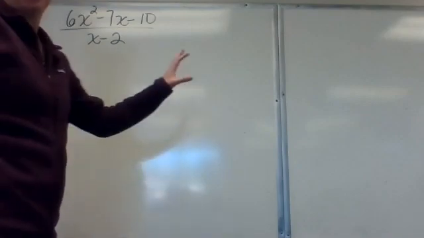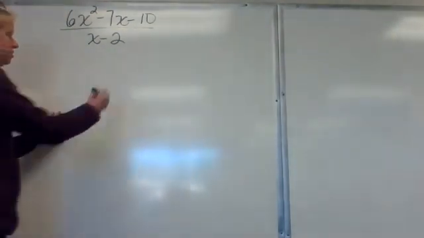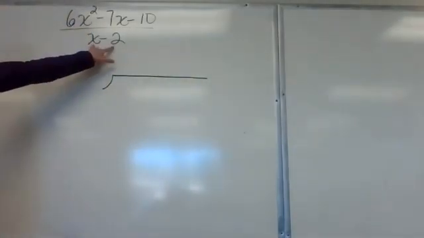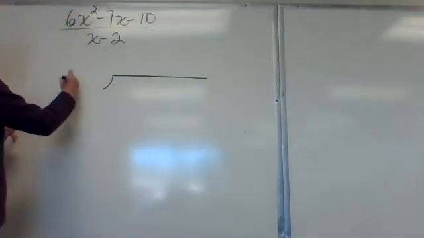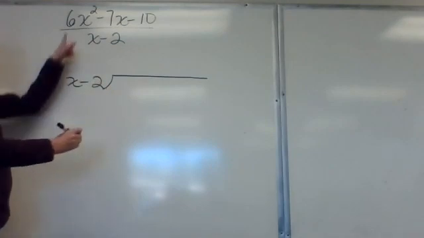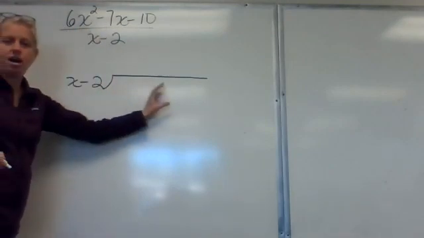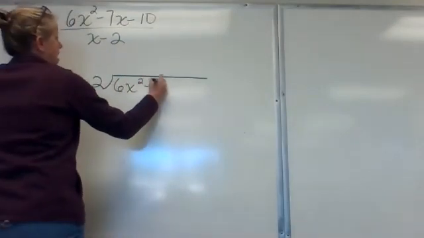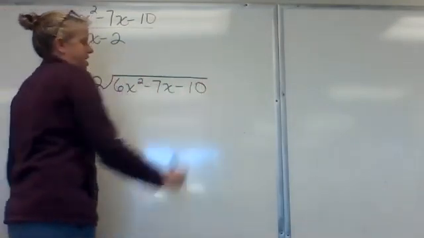So let's rewrite this as long division. Remember, your denominator is what comes out here. So x minus 2 comes out here. Your numerator is what comes underneath here. So 6x squared minus 7x minus 10.